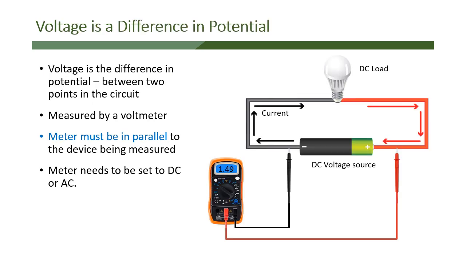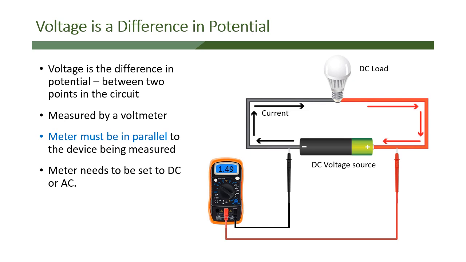So as I said, voltage is a difference of potential. If we take a voltmeter and put its probes across the object we want to find the voltage of, then we are in parallel with that object, and we can see the difference of potential between the red or positive probe and the black, the negative probe.